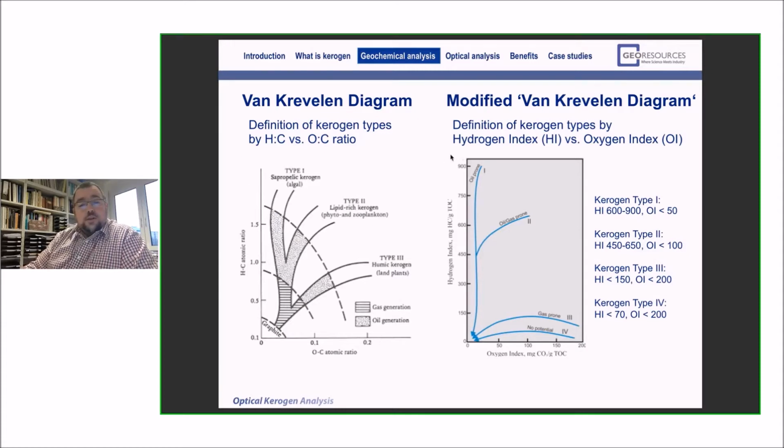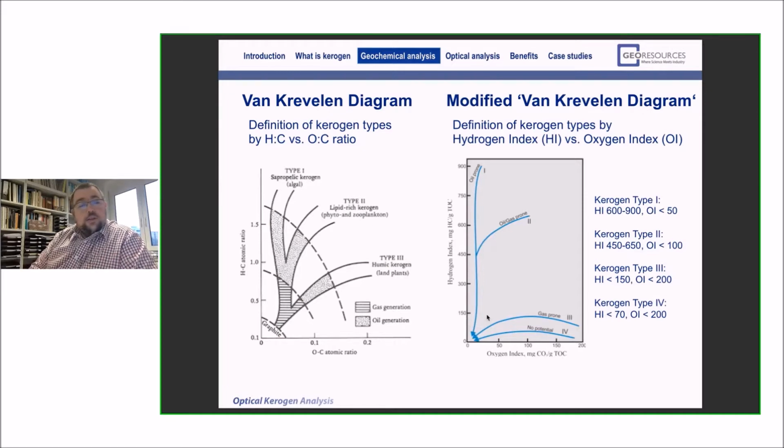What we normally use today is a modified Van Krevelen diagram, which is the hydrogen index derived from the RockEval data versus the oxygen index. And we see again here the 4 kerogen types, type 1, type 2, type 3, type 4. And it works very well. We have clearly defined the pathways for the different kerogen types, which seems to be pretty nice.